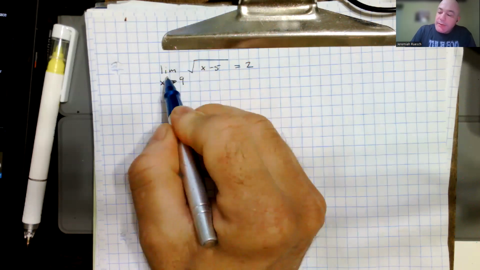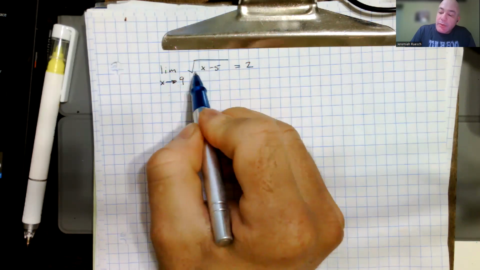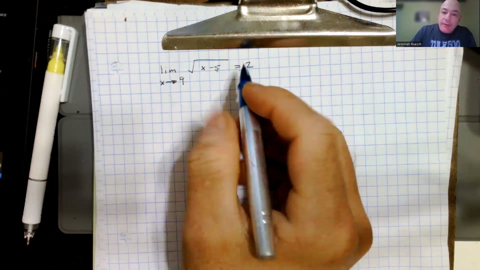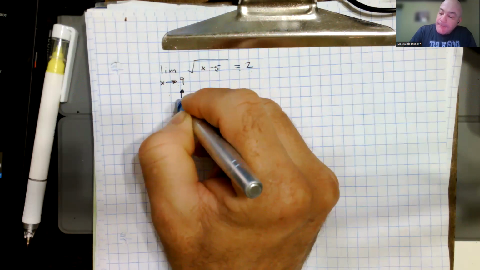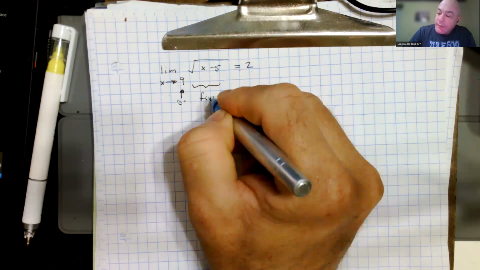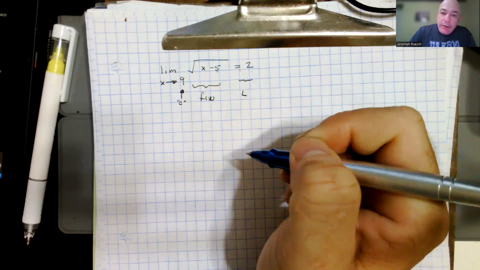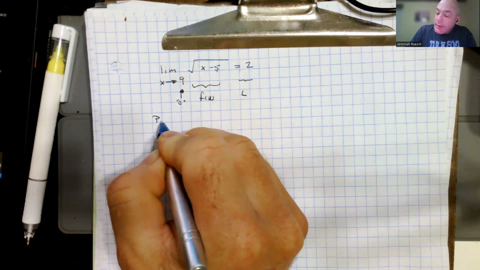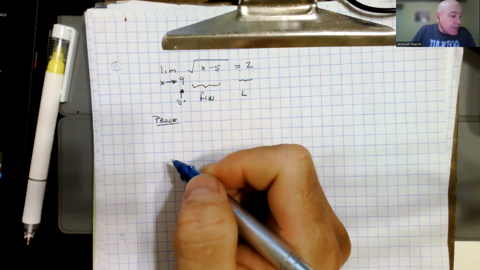Okay, so this is the limit we want to show: as x approaches 9, the limit of the square root of x minus 5 is equal to 2. Just to highlight a couple of things, this is our point we were calling c. This bit right here is obviously our f of x. And this part right here is the limit L that we're looking for. All right, so then we want to formalize our proof. So we'll try to do that.